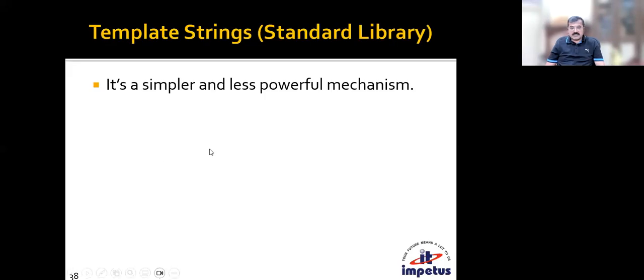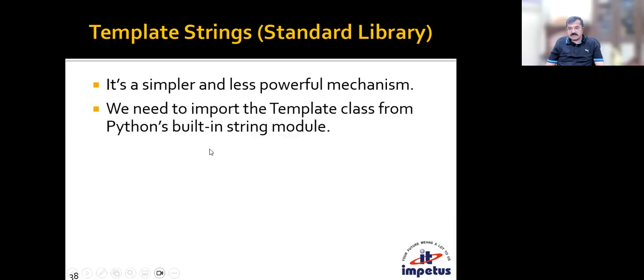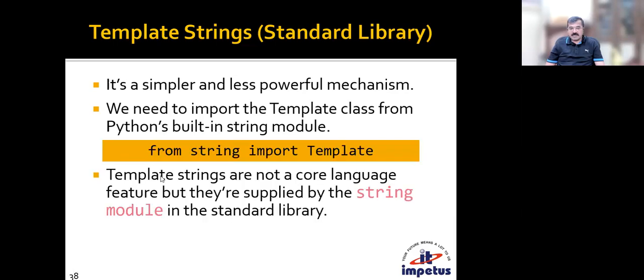So it says it's a simpler and less powerful mechanism. We need to import the Template class. So there is an additional type that we'll have to import from Python's built-in string module. The string module is already there. You'll have to import this class called Template to do this formatting. Even the name of the technique is template string, that's available in the standard library. So we'll say from string import Template. Till now, string for us was the str class. Now there is this module called string from which we're going to import Template.